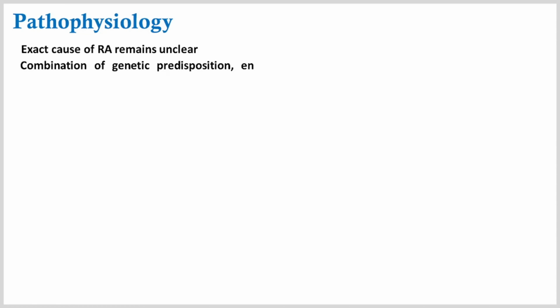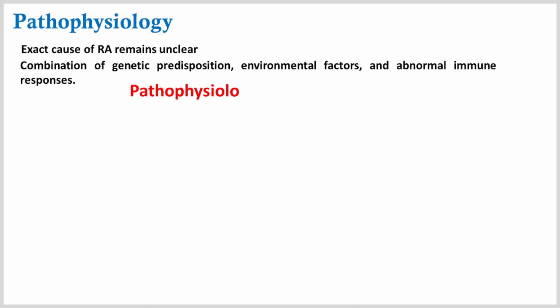How it affects the joints. Glad you asked the question. Let's see how that happens. Unfortunately, the exact cause of rheumatoid arthritis remains unclear, but it is believed to involve a combination of genetic predisposition, environmental factors, and abnormal immune responses. Here's a breakdown of the pathophysiological mechanisms.